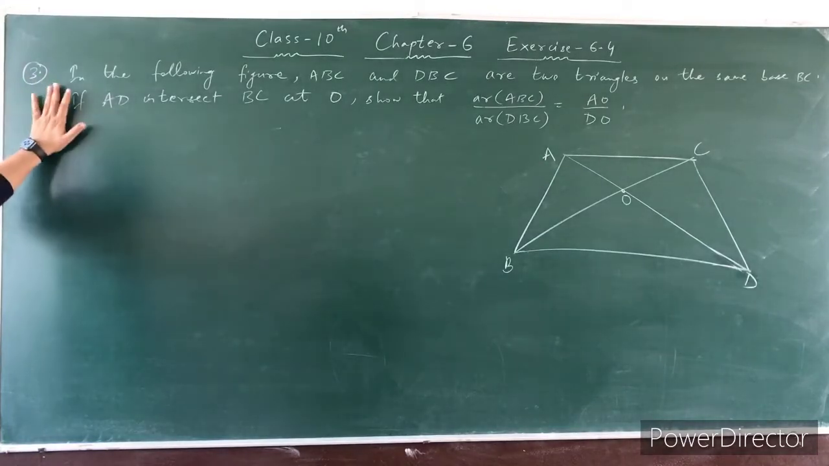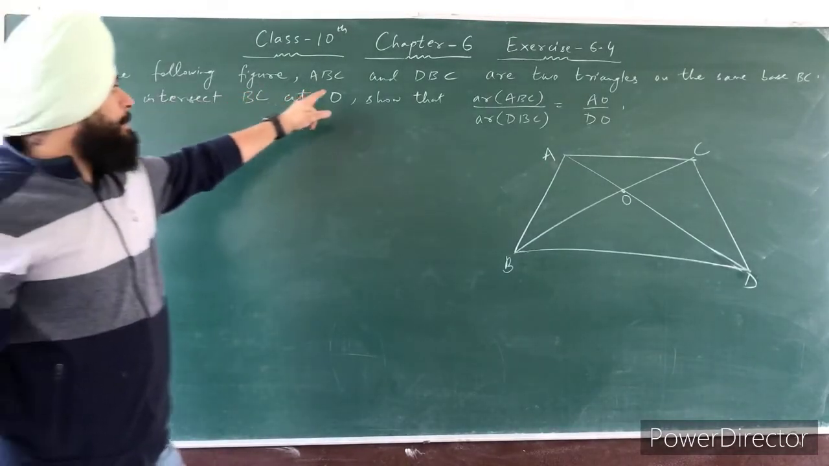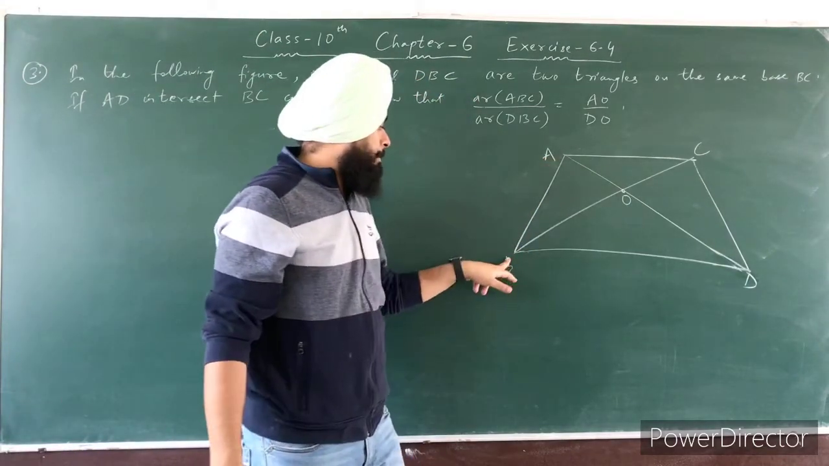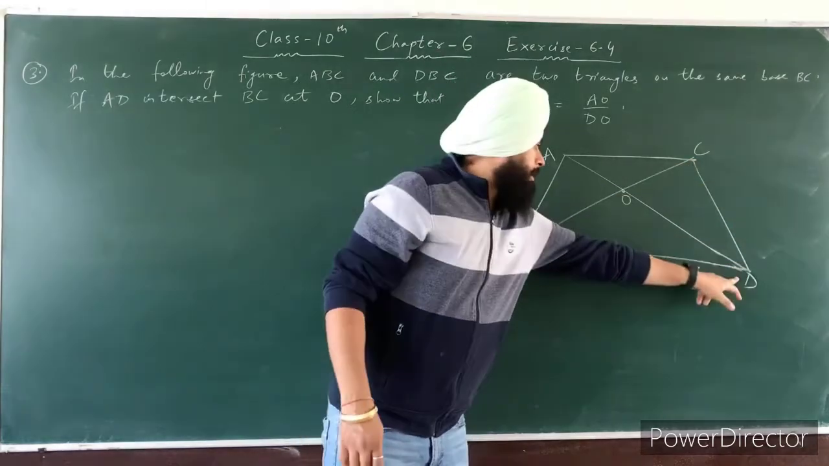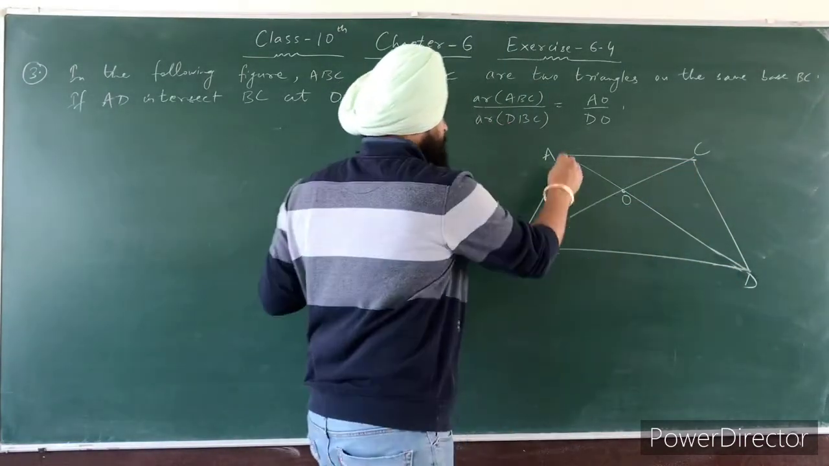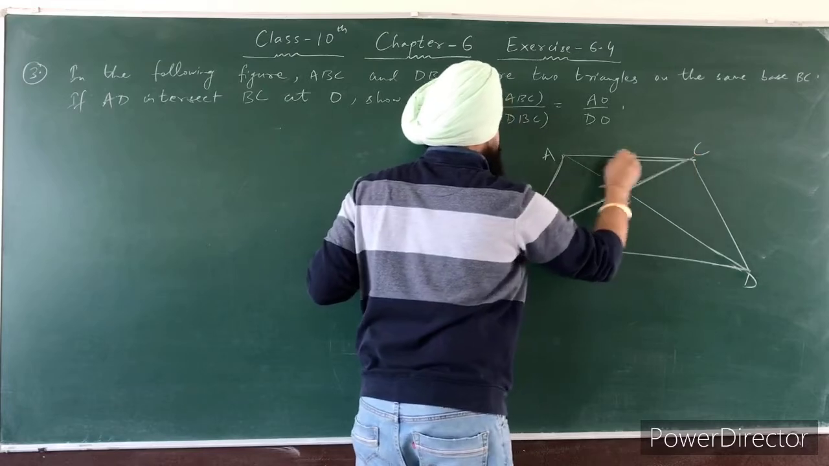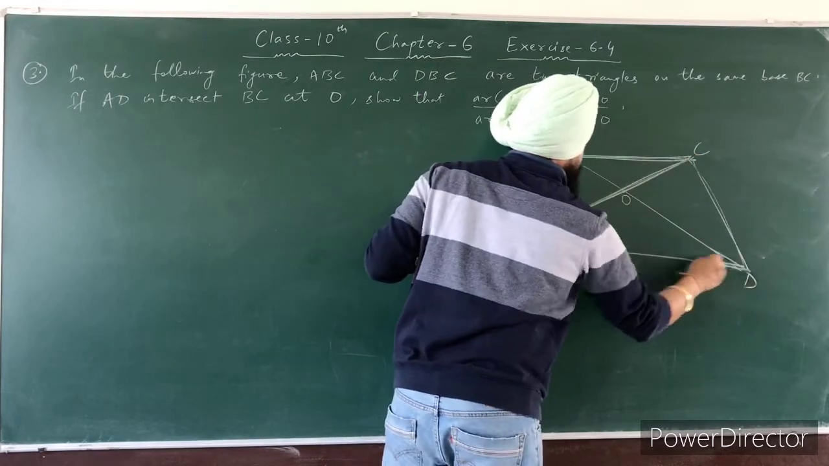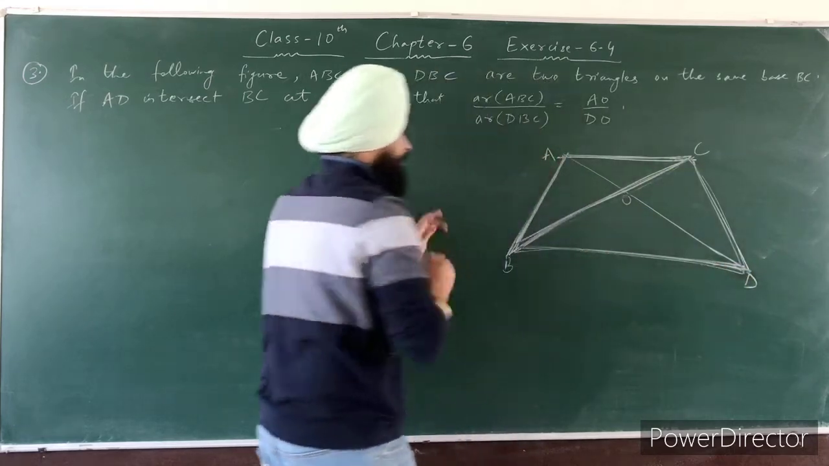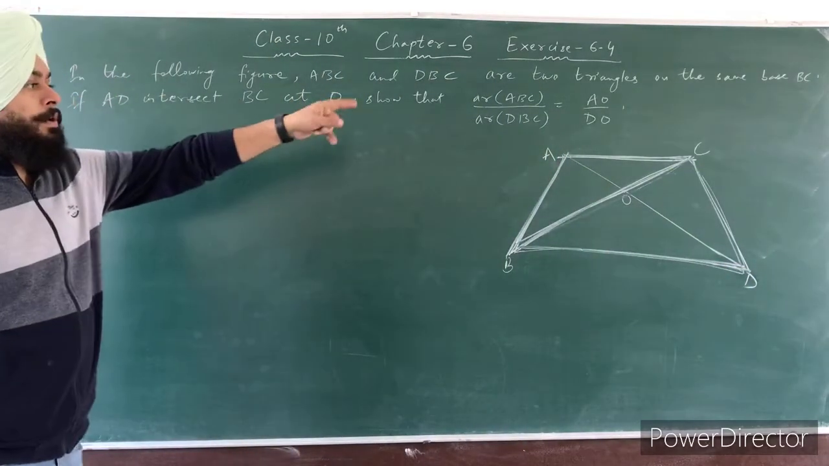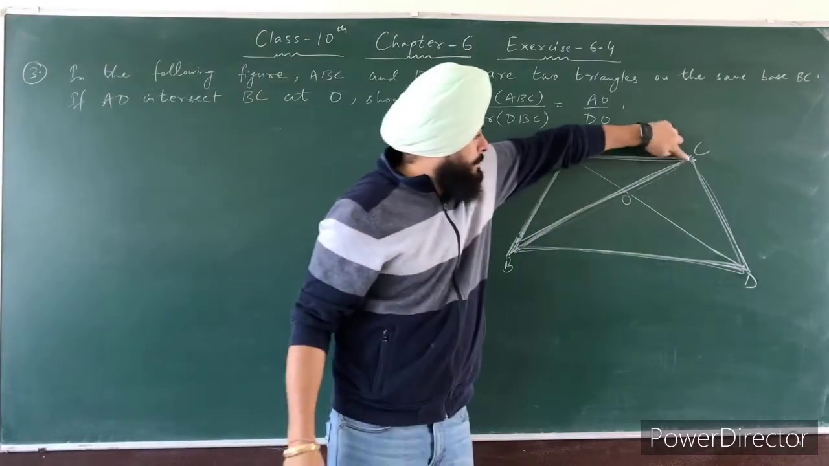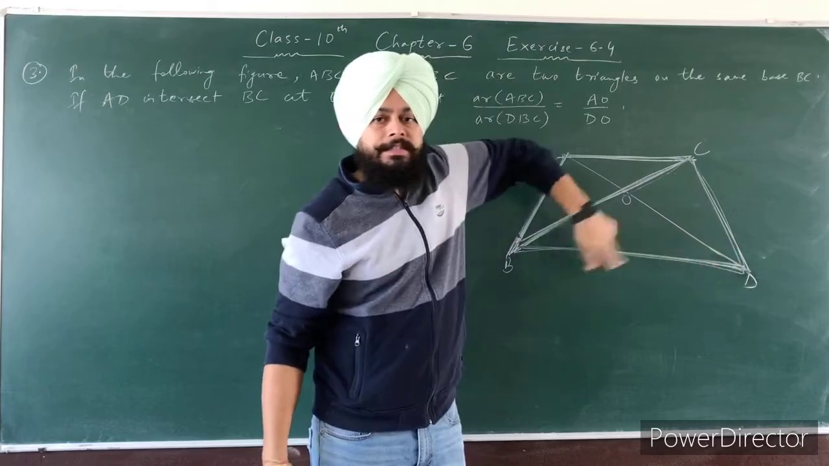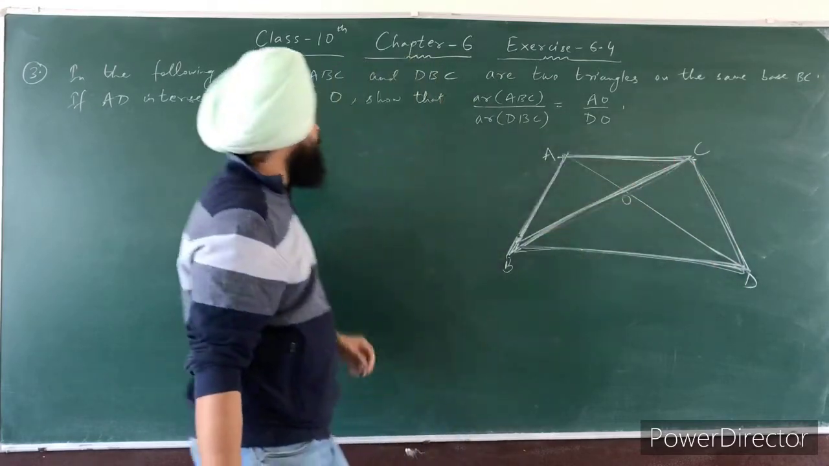Next, this is your third question. In the following figure, ABC and DBC are two triangles. You can see here ABC and DBC. This one and second is this one. Alright, these two triangles are on the same base. So base is BC. Triangle ABC and triangle DBC are on the same base BC.